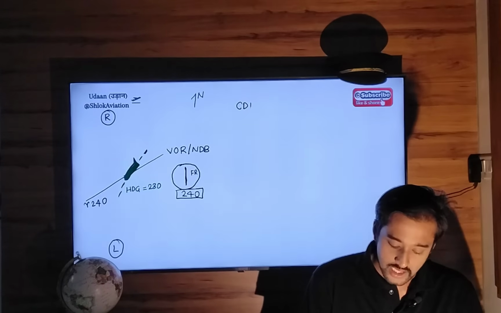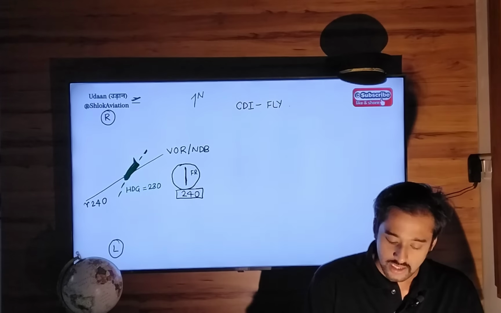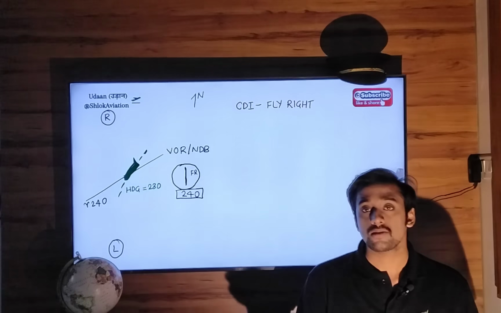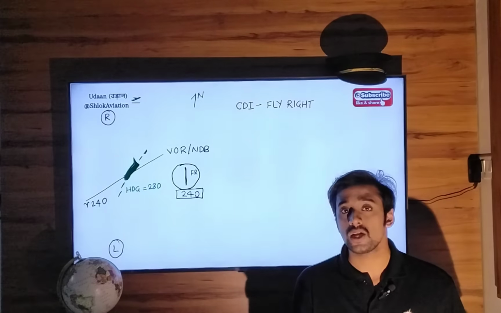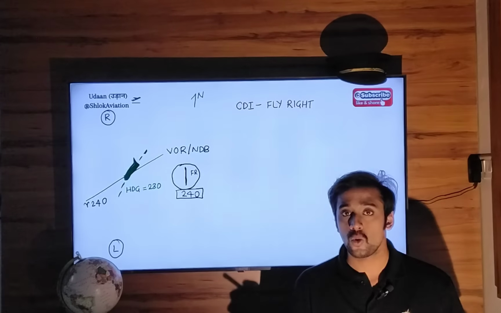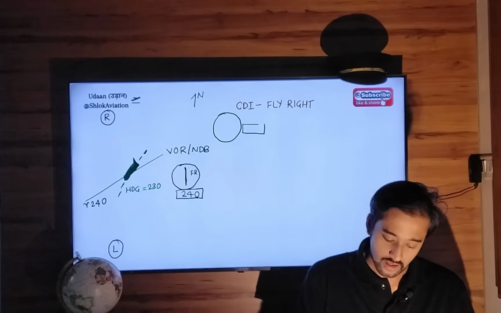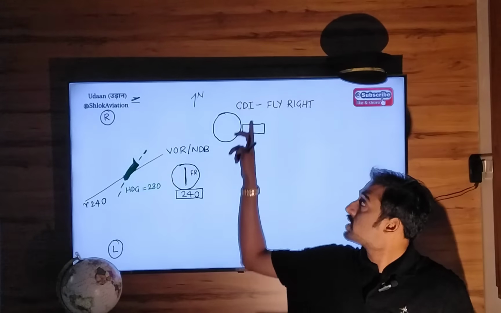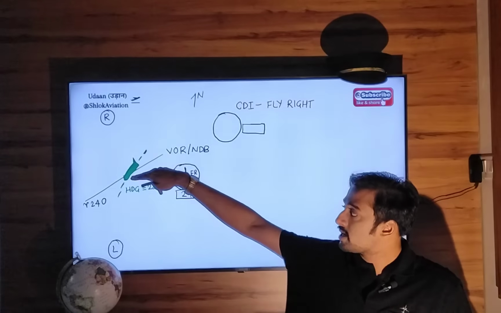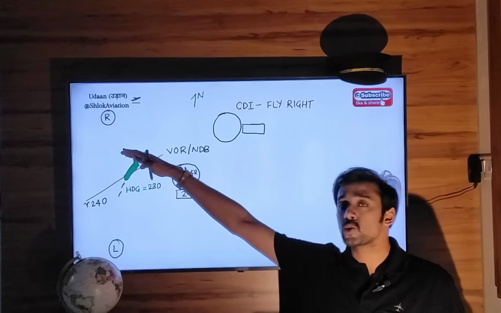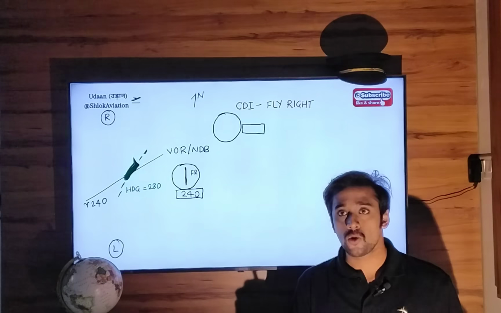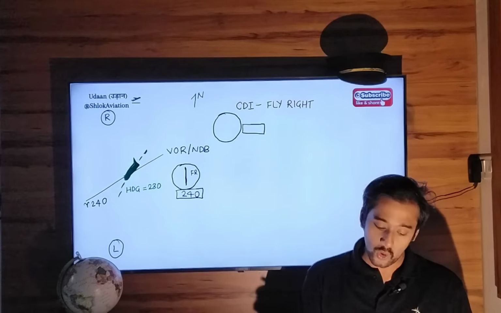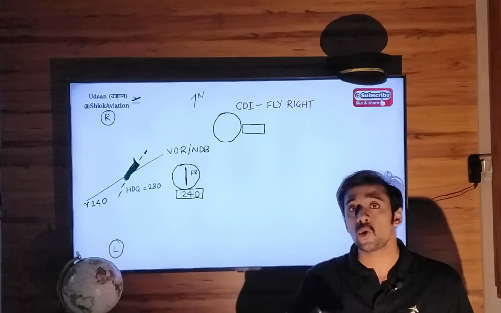Now the CDI is telling you to fly right. CDI will tell you to fly right if you are to the left of the selected radial in the OBS selector. So that means in the OBS selector, you have put a setting which is more than 240. You will fly to a radial which is to the right of 240. Any radial to the right of 240 will be more than that. So in the OBS selector you have put a radial which is more than 240.